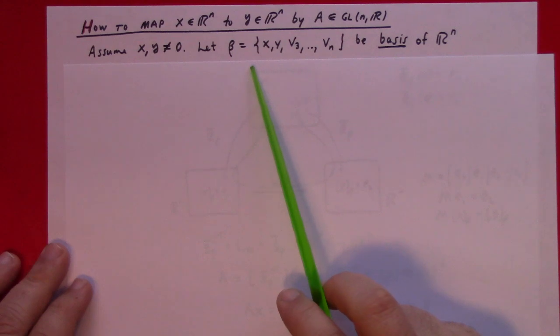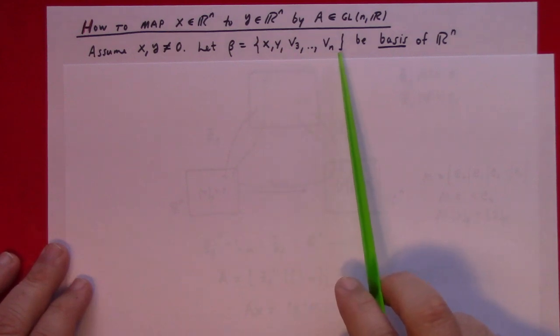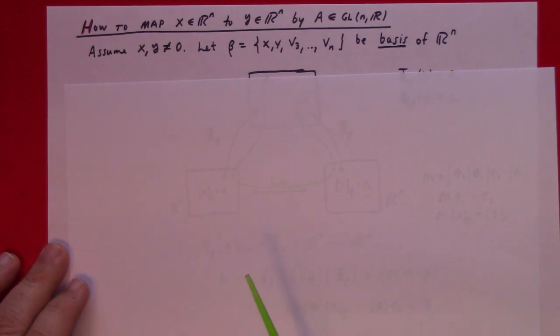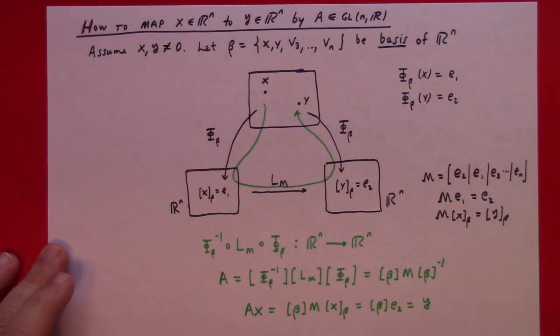And what we'll do is we'll take the vectors x and y, put them in position 1, position 2, and then extend that to a basis of Rn. That's the way to do this. And then I'll show you the map here. So then looking at the picture, we basically have this situation here.